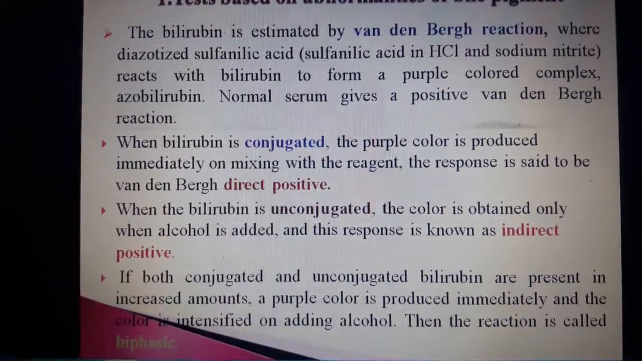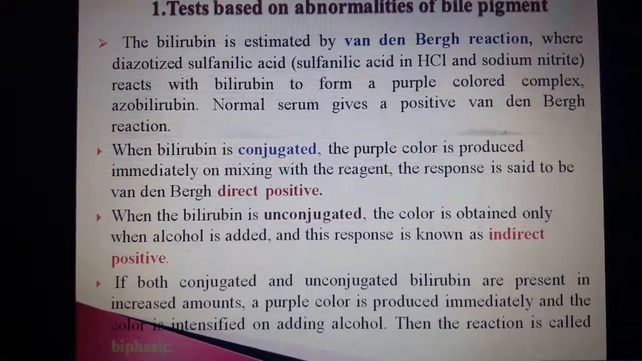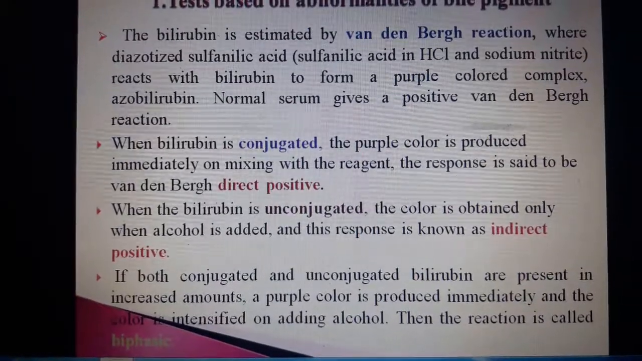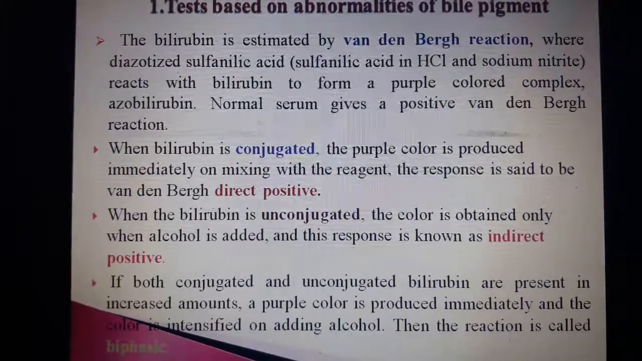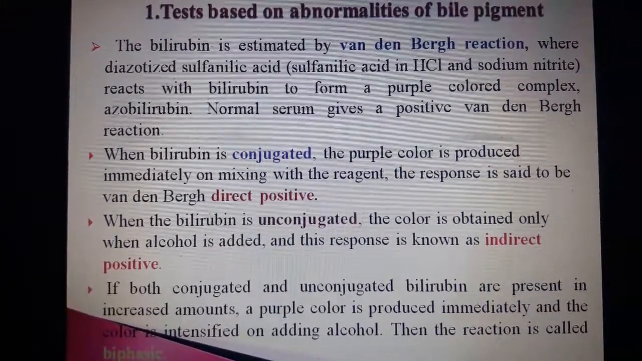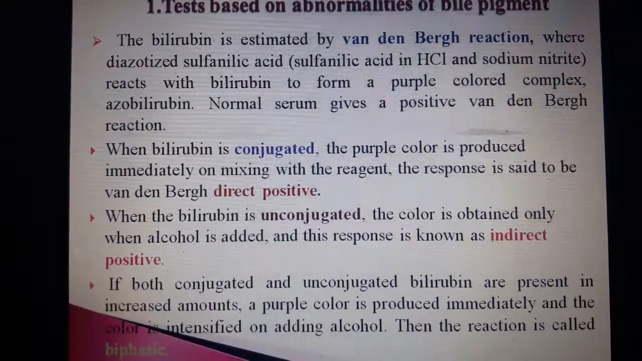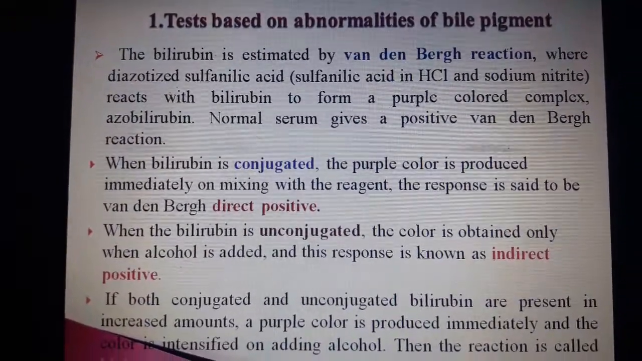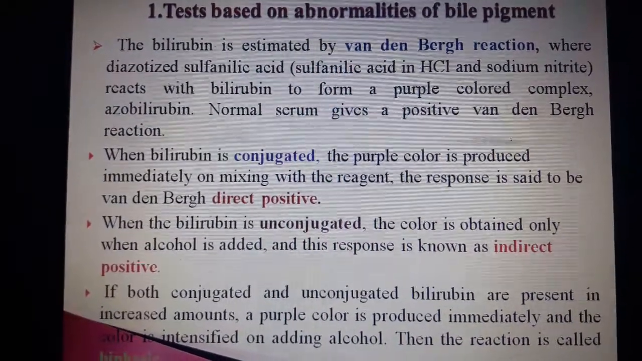First one, test based on abnormalities of bile pigment. The bilirubin is estimated by Van den Bergh reaction, where diazotized sulfanilic acid, that is sulfanilic acid in HCl and sodium nitrite, reacts with bilirubin to form a purple color complex, azobilirubin. Normal serum gives a positive Van den Bergh reaction. When the bilirubin is conjugated, the purple color is produced immediately on mixing with the reagent. The response is said to be Van den Bergh direct positive.